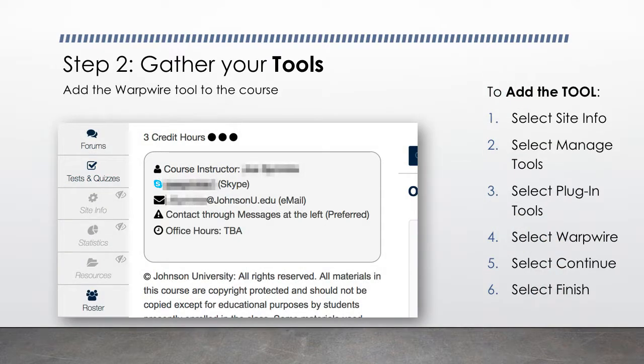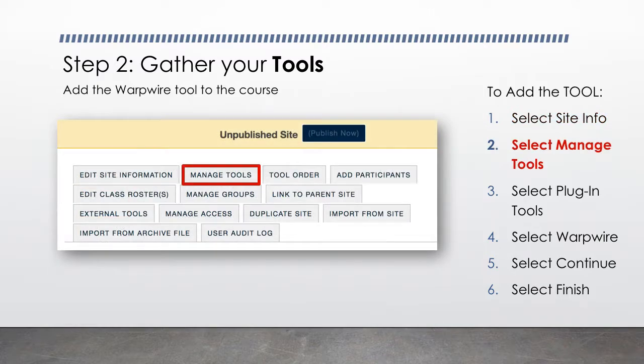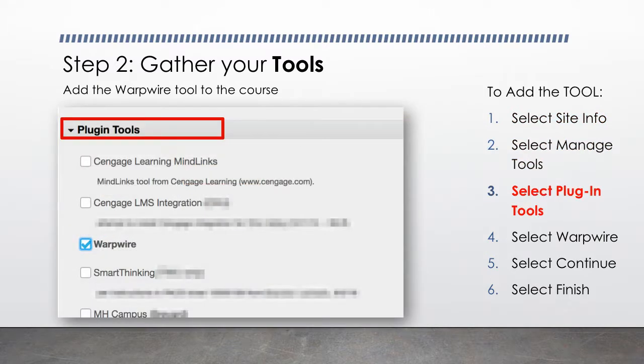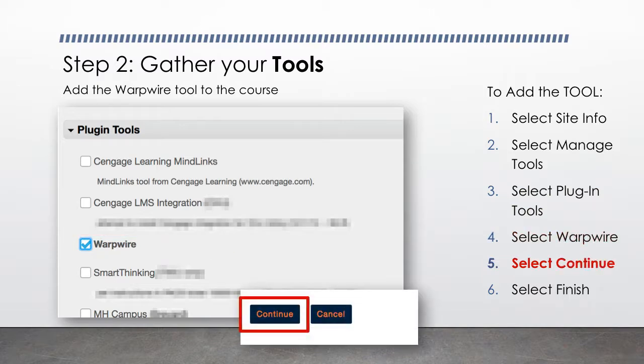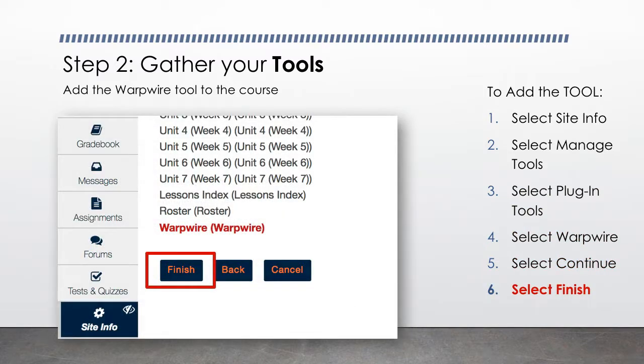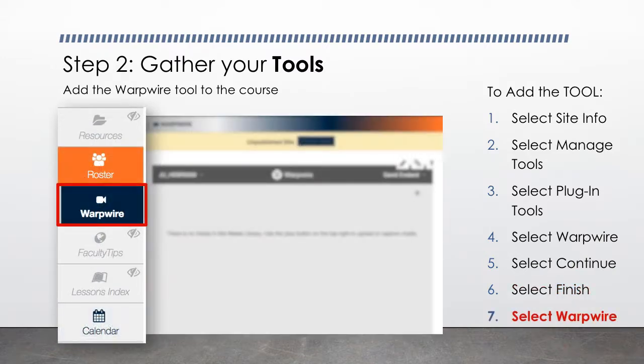To do so, we'll add the tool the same way any other tool can be added to a course site. In the course, select Site Info, and then Manage Tools. Next, scroll to the bottom and expand the area titled Plugin Tools, and place a check mark next to the Warpwire entry. Select the Continue button, following the on-screen directions to complete the process to add the tool. Once added, select the Warpwire tool from the list of tools in the course.